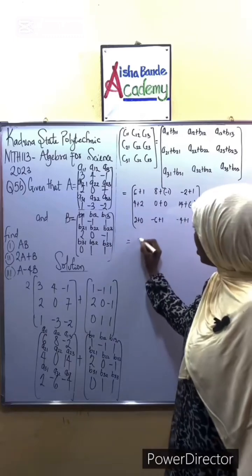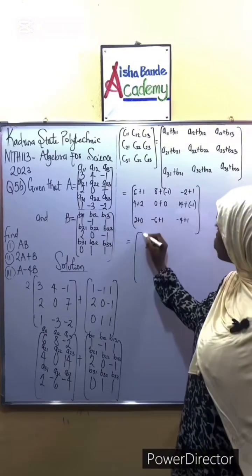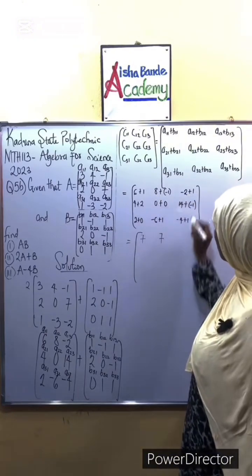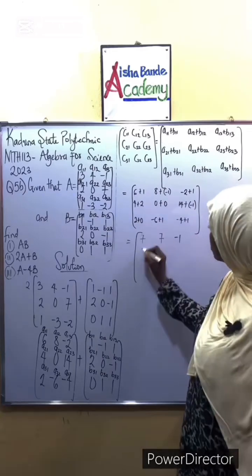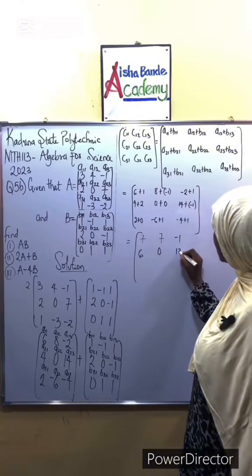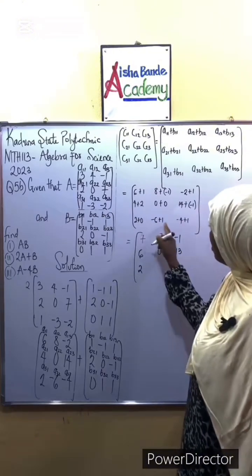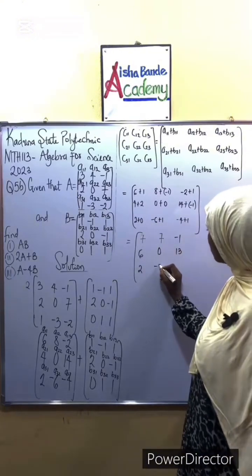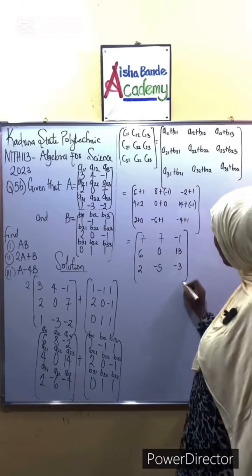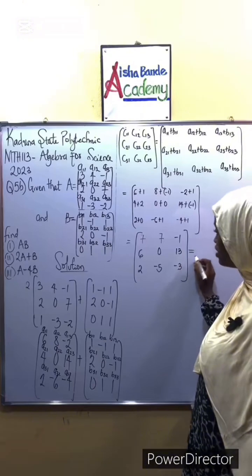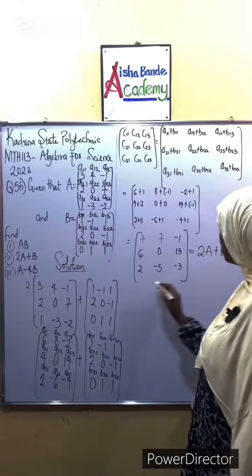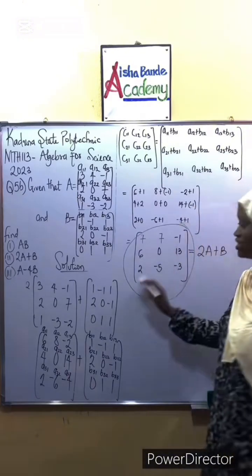From here we simplify and add up. 6 plus 1 is 7. 8 plus minus 1 is 7. Minus 2 plus 1 is minus 1. Then 4 plus 2 is 6. 0 plus 0 is 0. 14 plus minus 1 gives us 13. 2 plus 0 is 2. Minus 6 plus 1 is minus 5. Then minus 4 plus 1 is minus 3. This is our final answer, and this is our new matrix C. So this is our answer for 2A plus B. Just as simple as that.